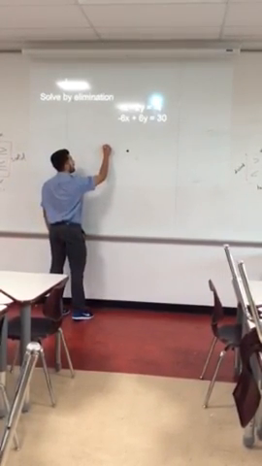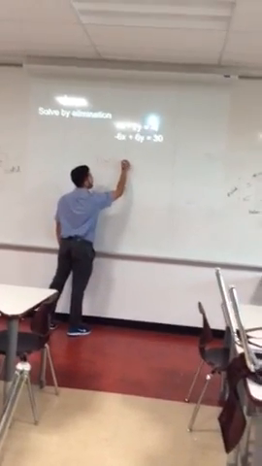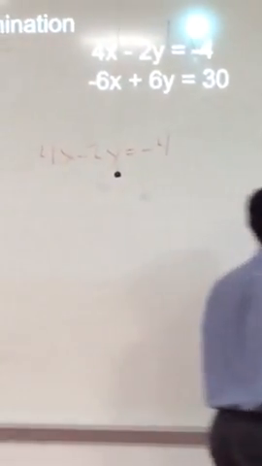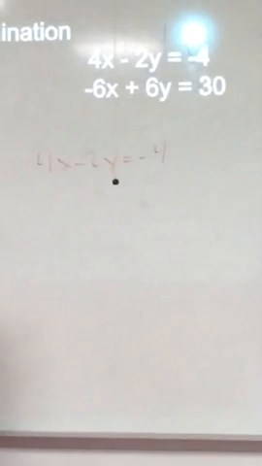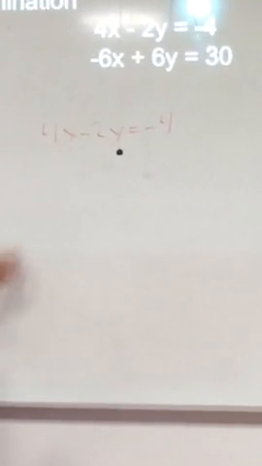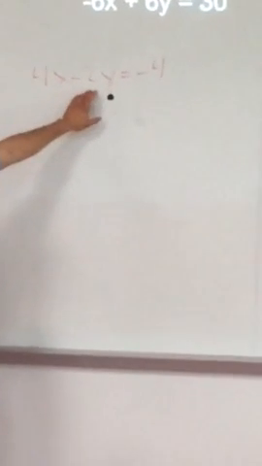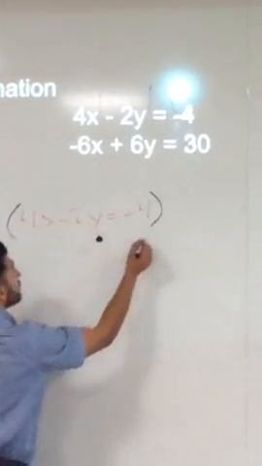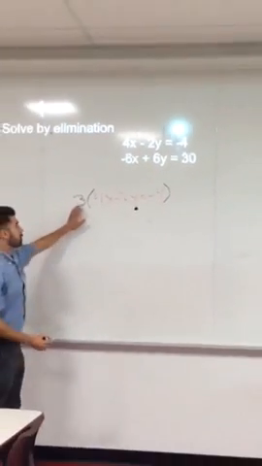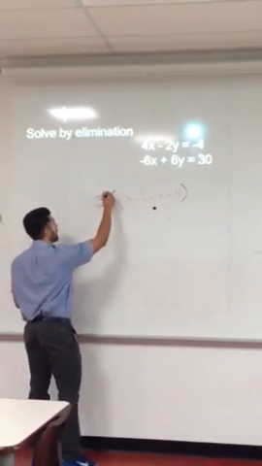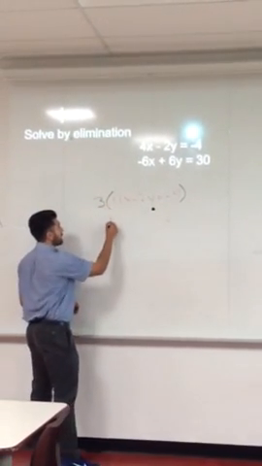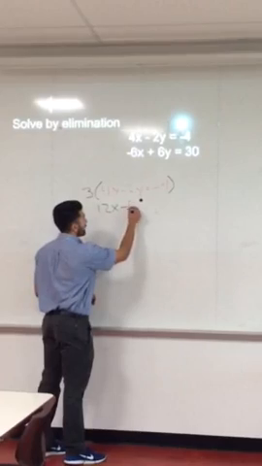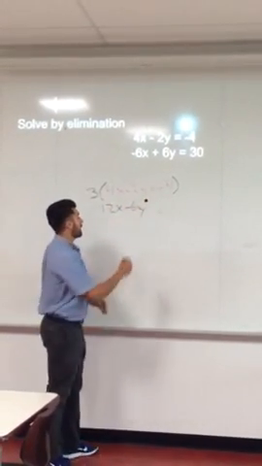So I'm going to rewrite the problem. 4x minus 2y equals negative 4. We're going to multiply that by a positive 3. When I multiply it by a positive 3, this is going to make sure that this is negative 6y, making sure that 6y and negative 6y cancel out. I multiply all of it by positive 3, and I'm going to distribute the 3 into all of them. When I do that, I get 3 times 4x is 12x. 3 times negative 2y is negative 6y. And 3 times negative 4 gives me negative 12.